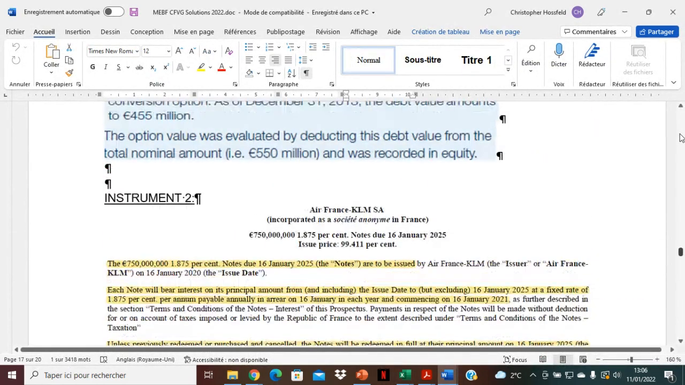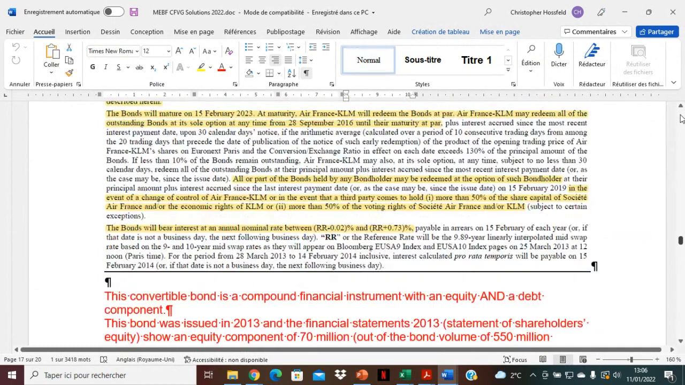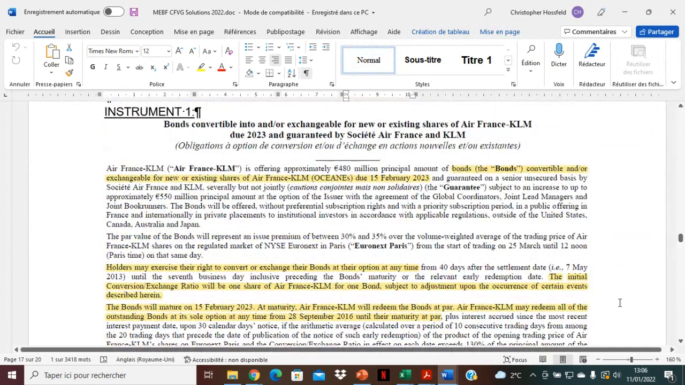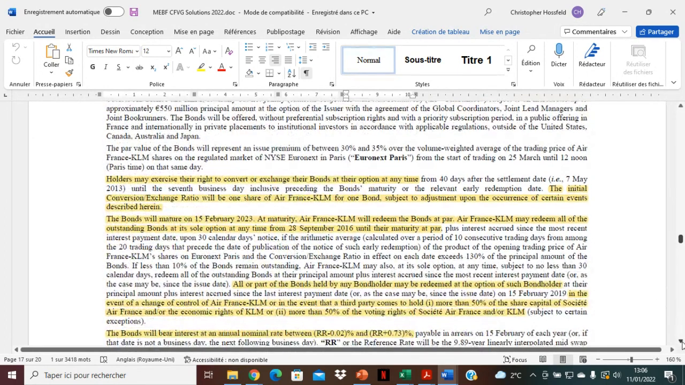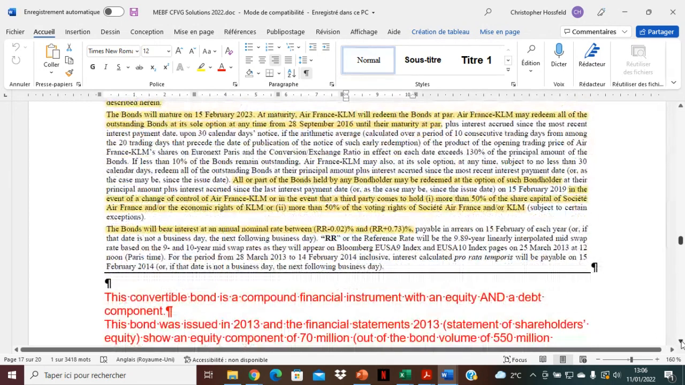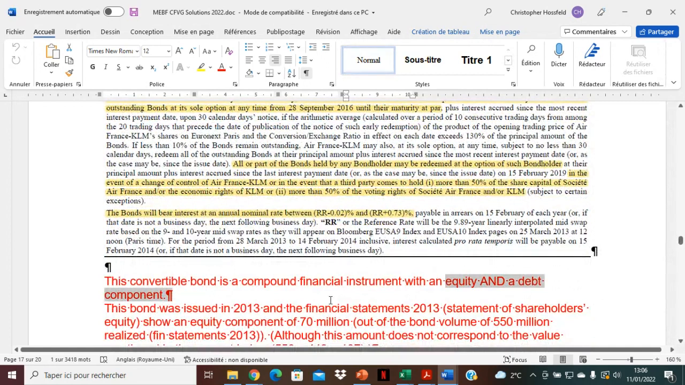If I go to my solution here for instrument 1, we have the main features. It's convertible. The holders can exercise their right to convert at any time. The initial conversion rate is given. The bonds will mature and may be redeemed, etc., and some other features. Okay, so here we have a compound financial instrument. That means we have to recognize a debt and an equity component from the very beginning.